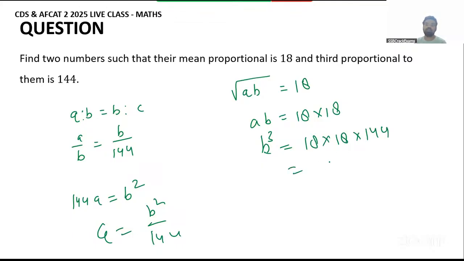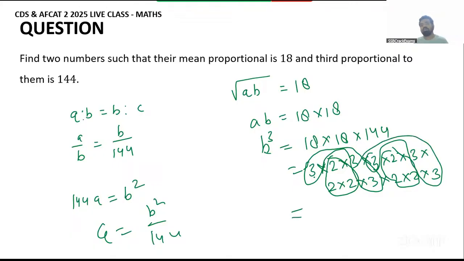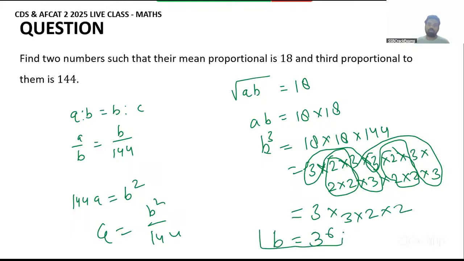Now we need to find B. So 18 is 3, 2 and 3. And 18 is 3, 2 and 3. And 144 is 2 into 2 into 3 into 2 into 2 into 3. So this is 144. Now you can club these numbers. This is a cube, this is a cube, this is a cube, and this also is a cube. So the numbers in cube are 3 into 3 into 2 into 2. So it is 36. So B is coming out to be 36.